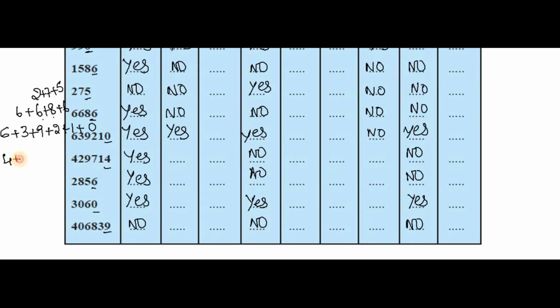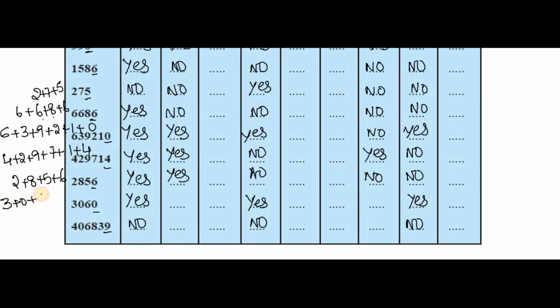Now 4 plus 2 is 6, 6 plus 9 is 15, 15 plus 7 is 22, 22 plus 1 is 23, 23 plus 4 is 27. In the 3 table you have 27, in the 9 table also you have 27. Next, 2 plus 8 is 10, 10 plus 5 is 15, 15 plus 6 is 21. In the 3 table you have 21, whereas in the 9 table you do not have 21.